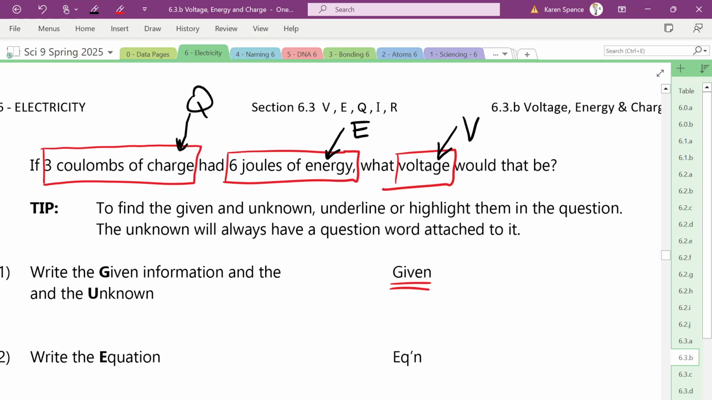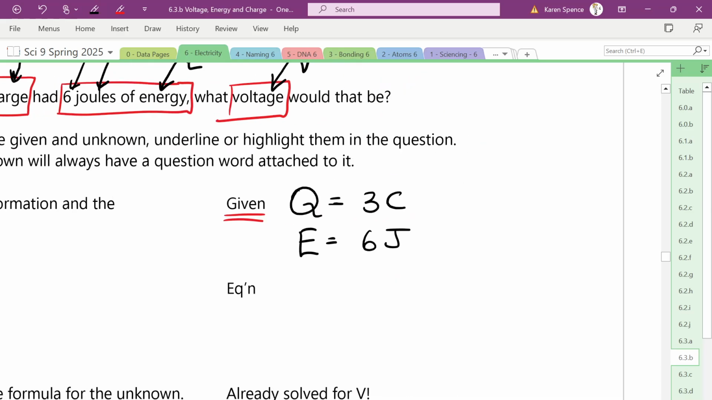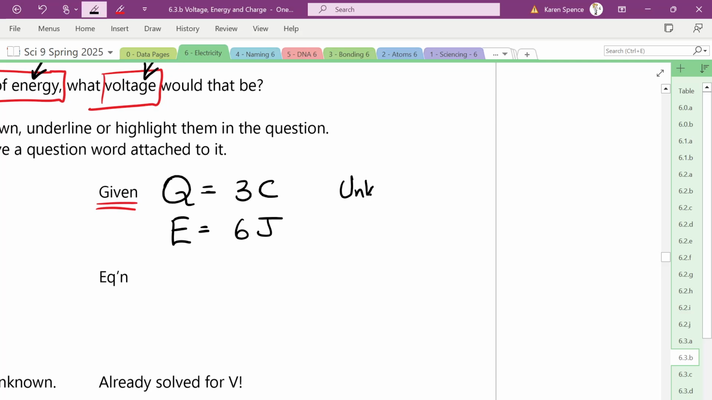So we are given the charge, Q, is equal to 3 coulombs. We're also given that the energy, E, is equal to 6 joules, 6 J. And where did I put the unknown? Oh my gosh. Okay, so let's put our unknown here. Our unknown is the voltage, which is, we don't know how many volts.